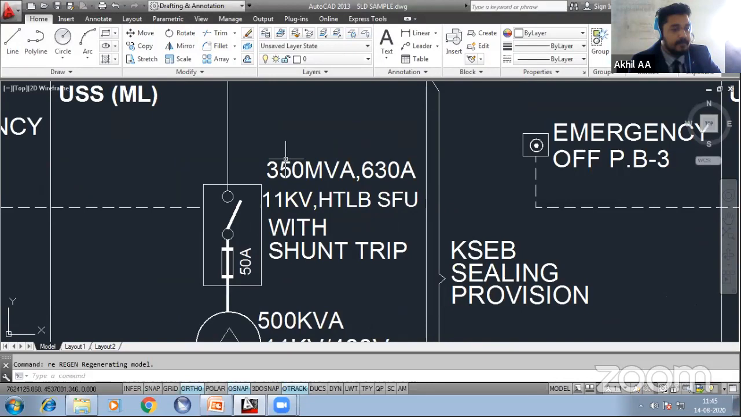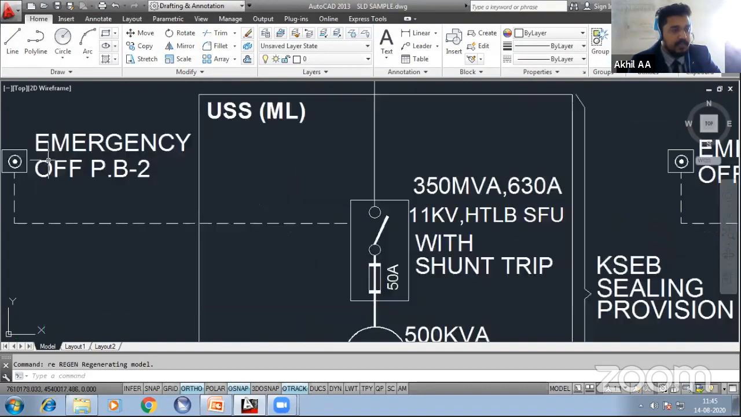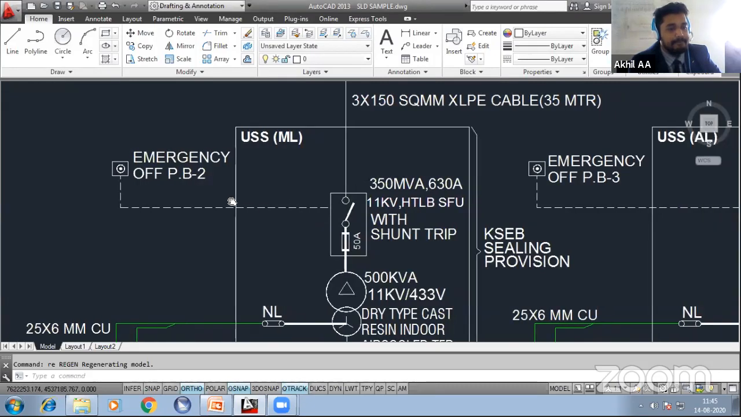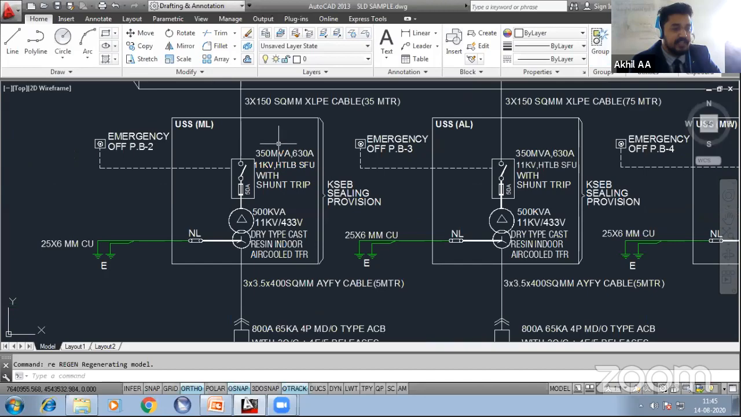Okay, near to the USS, an emergency turn off push button is also provided. If you want to immediately turn off this transformer, you have a button to turn it off with the DC shunt trip. All this is as per the standards, and all the details we have mentioned here.